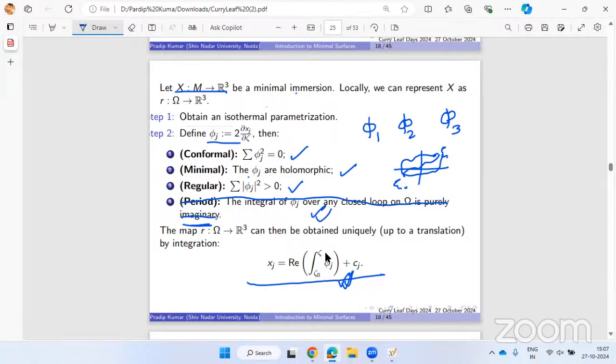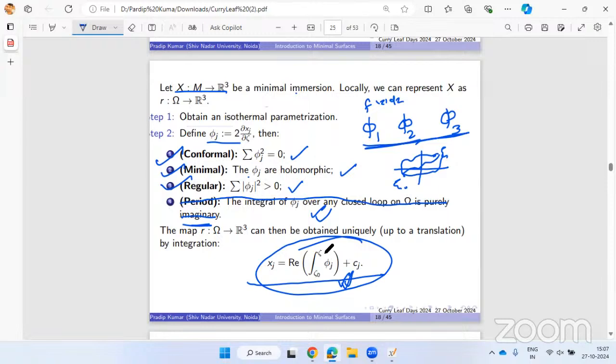So if phi 1, phi 2, phi 3 are such that this holds, and this holds, then you will get a minimal immersion. This is a very, very important thing. And what are phi 1, phi 2, phi 3? They are three 1-forms. A 1-form means some holomorphic function times dz.